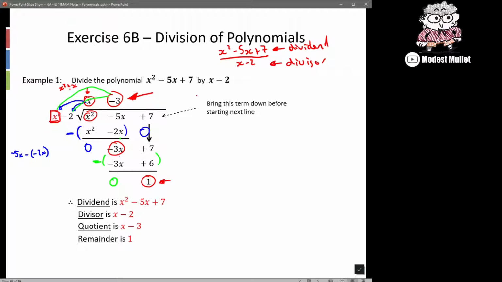So that's our remainder. So what's the answer to x squared minus 5x plus 7 divided by x minus 2? Well, the answer to that is x minus 3 up the top, which was the quotient. Let me make sure I spell that right. Plus the remainder.